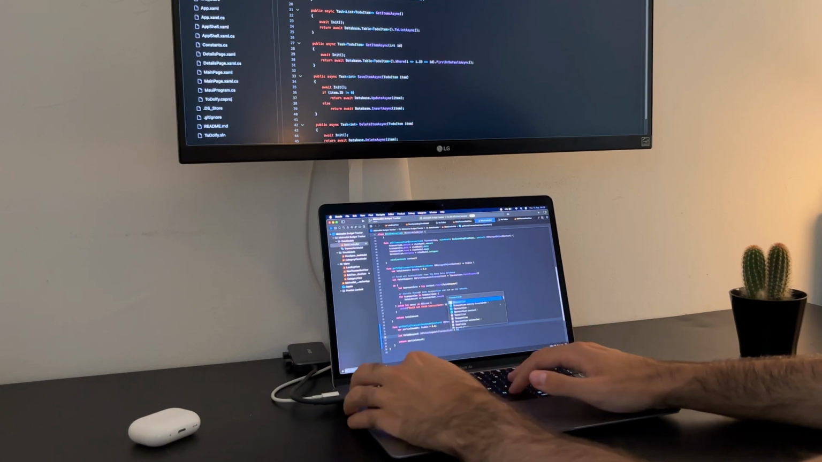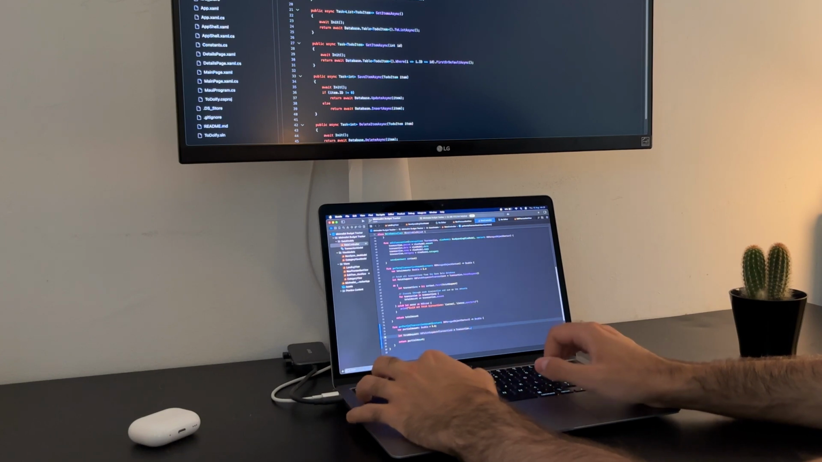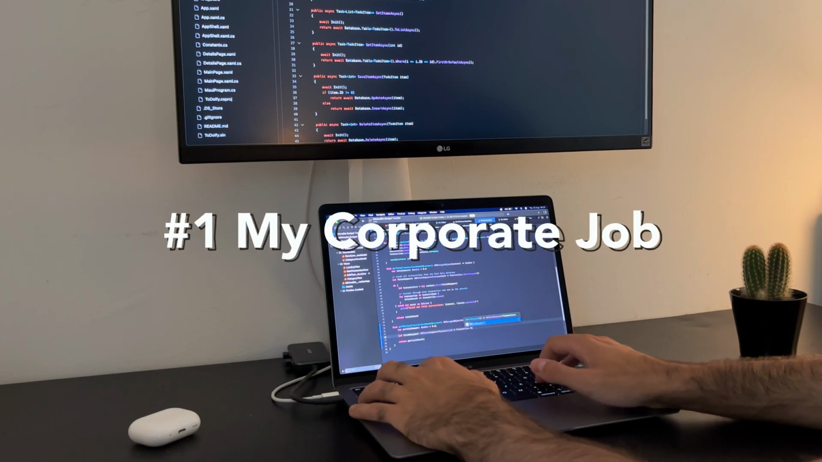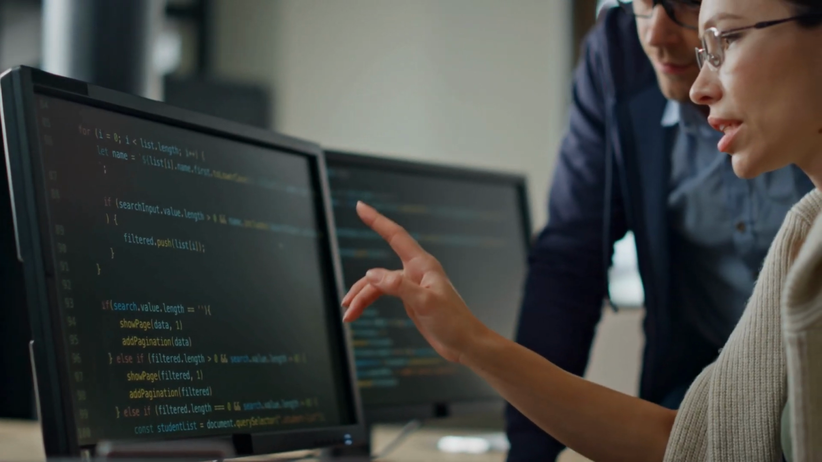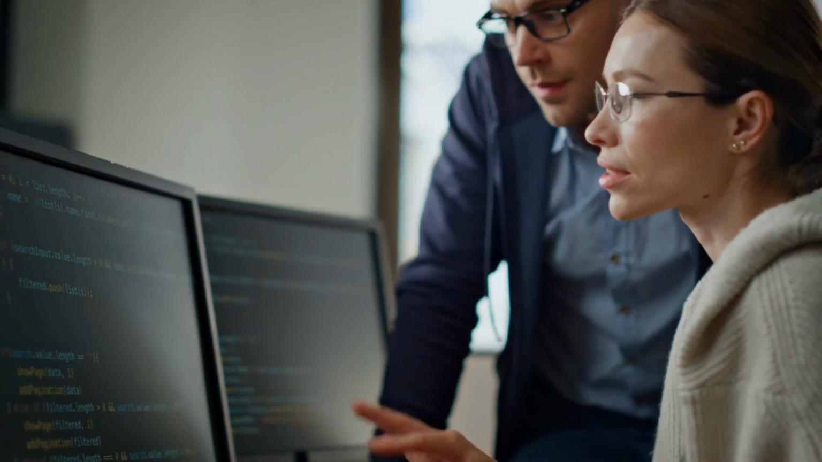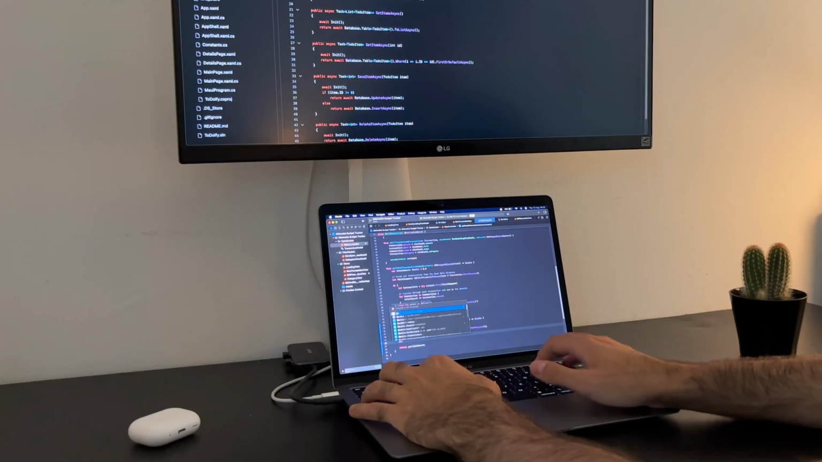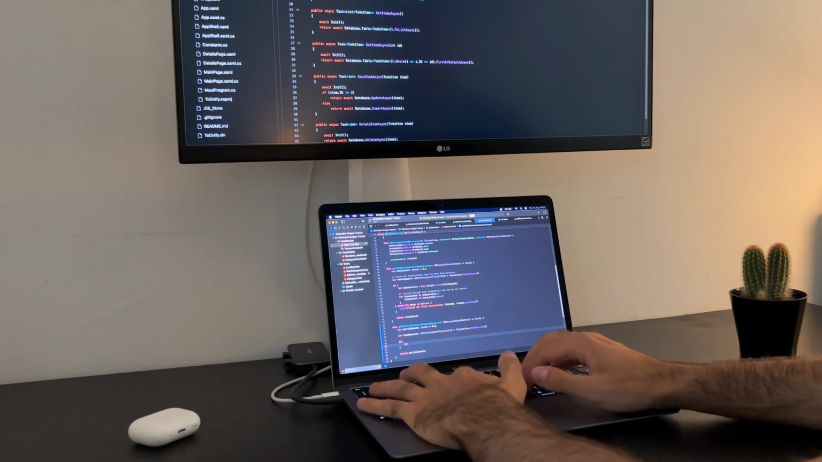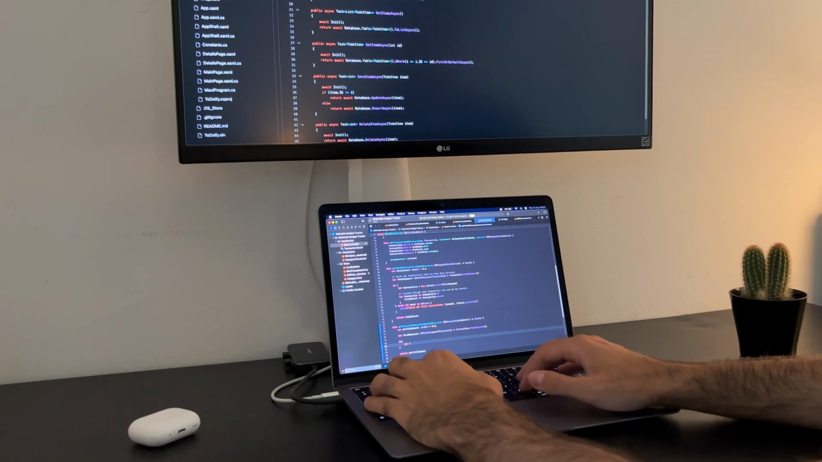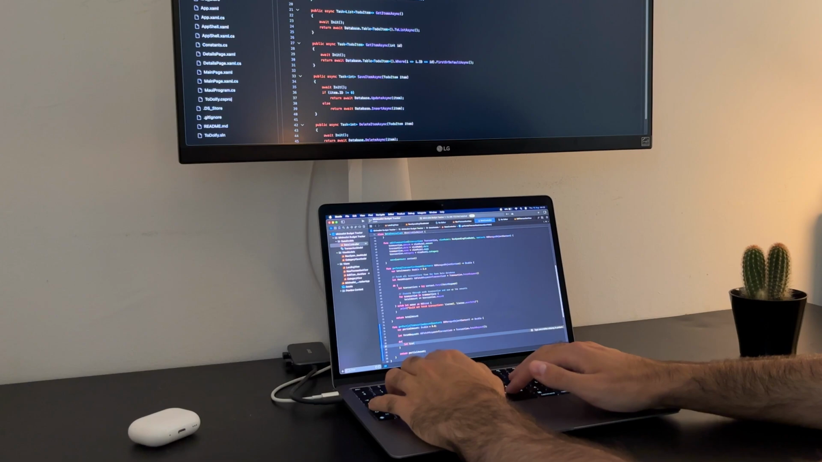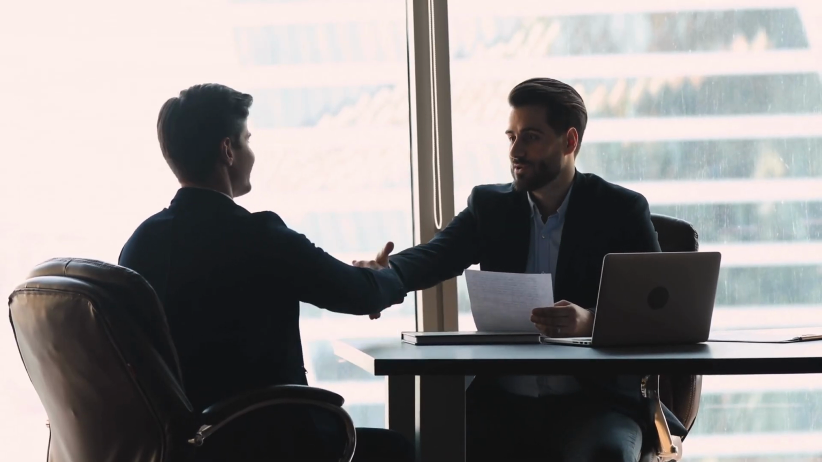My primary and biggest source of income is, unsurprisingly, my corporate job. I work as a senior software engineer at a big tech company, and this is my main source of active income. The corporate world offers stability, a decent paycheck, and benefits like health insurance, free meals, and even substantial bonuses if you negotiate your offer well.